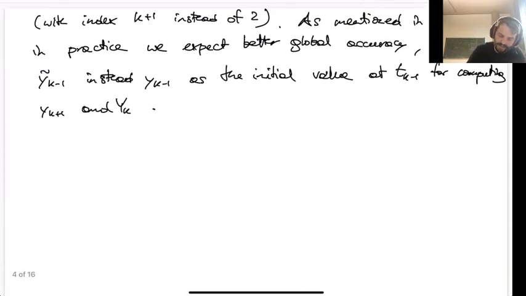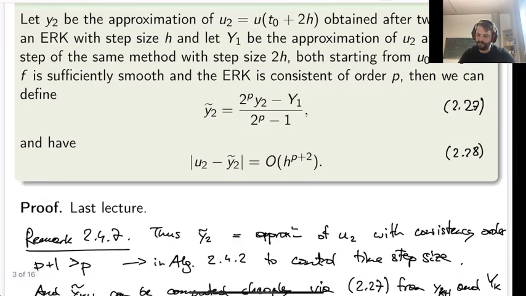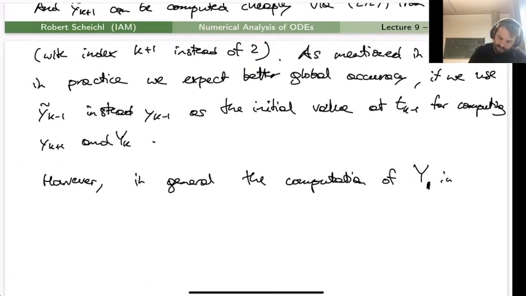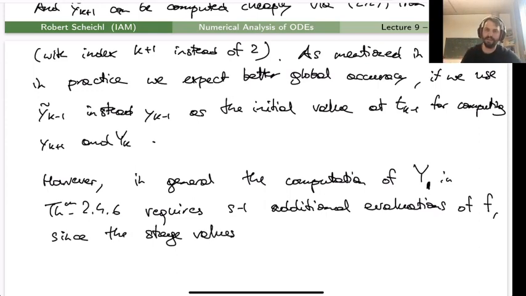However, and this is now setting up the next subsection, in general, even though we're using the same explicit Runge-Kutta method, the computation of y1 in theorem 2.4.6 requires s minus 1 additional evaluations of the right hand side, because the stage values are not evaluated at the same places of f, even if the time points where we're evaluating them might be nested.